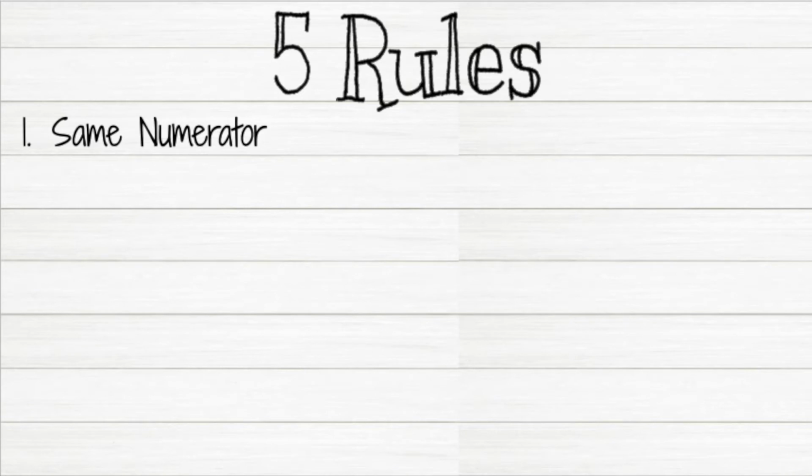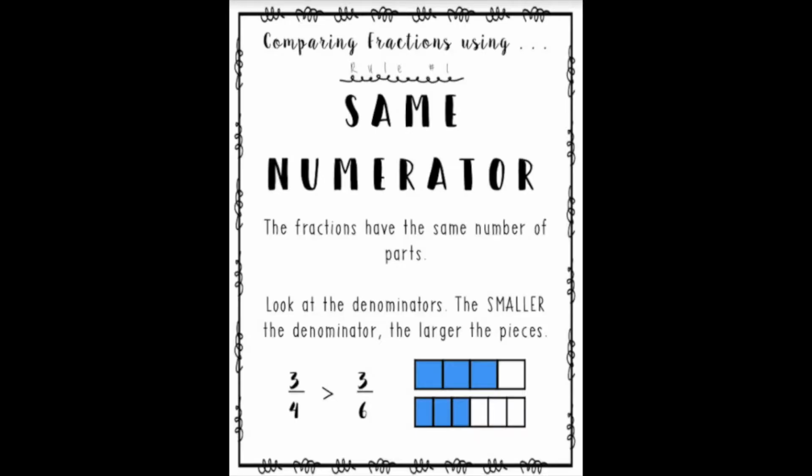There are 5 rules we typically talk about when comparing fractions. The first one we're going to talk about is same numerator. Same numerator means the fractions have the same number of parts. So, when you have the same numerator, to compare the fractions, you want to look at the denominators.